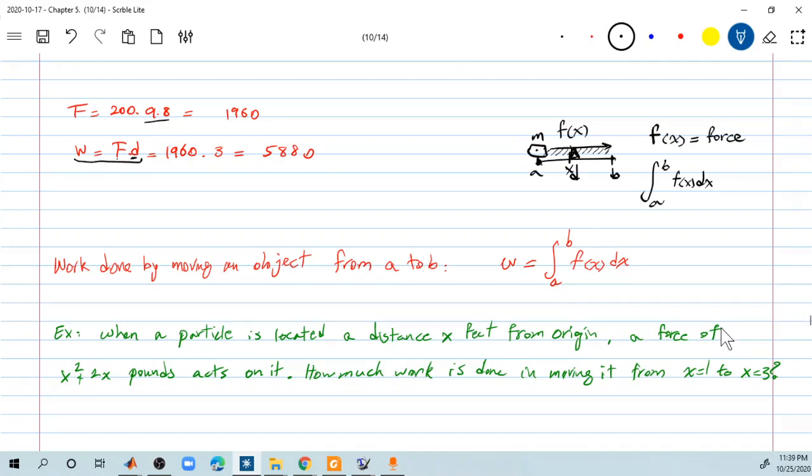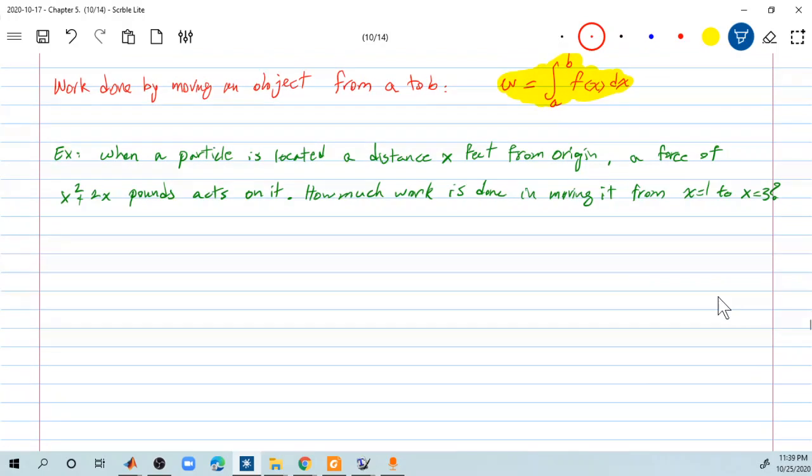So this idea of the force could be generally extended to calculate the work for a non-constant force. If the force is not constant, if it's a function of x, then you can calculate the work by integrating from location A to location B. So let's see it in an example.